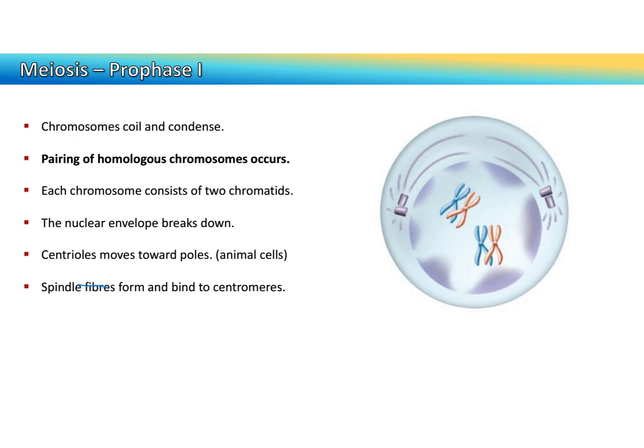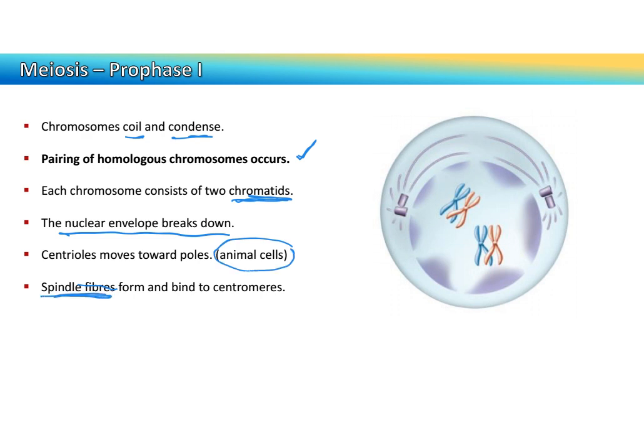Prophase 1 of meiosis 1 is a very special stage. During this stage, chromosomes coil and condense, and there's a pairing of homologous chromosomes that will occur. Each chromosome has two chromatids, as we mentioned before. To actually move the genetic material and cause the pairing up, the nuclear envelope must break down first. Centrioles will move towards the opposite poles for animal cells only, and the spindle fibers form.